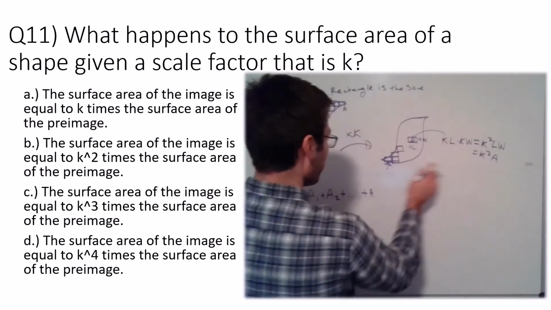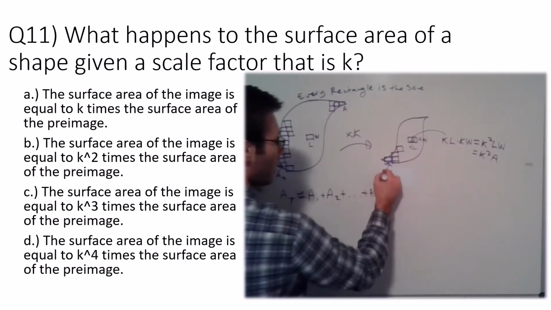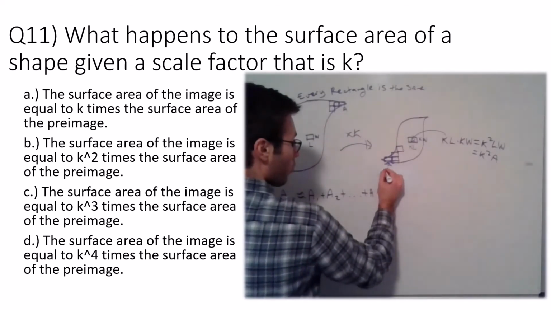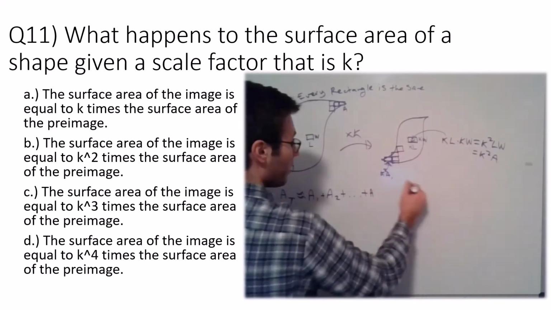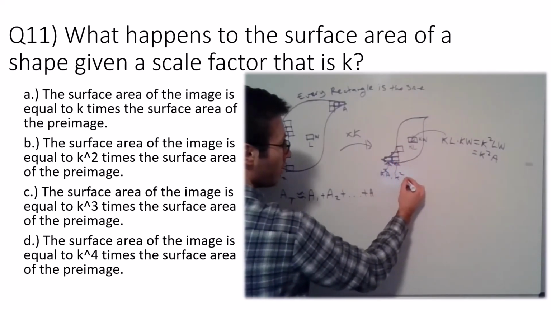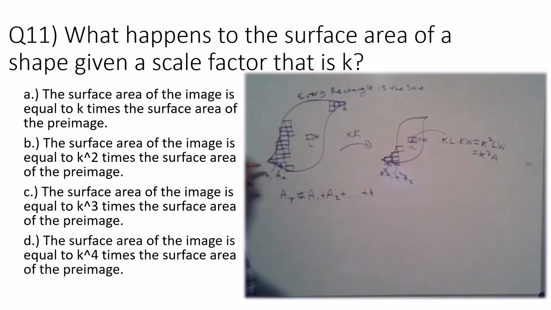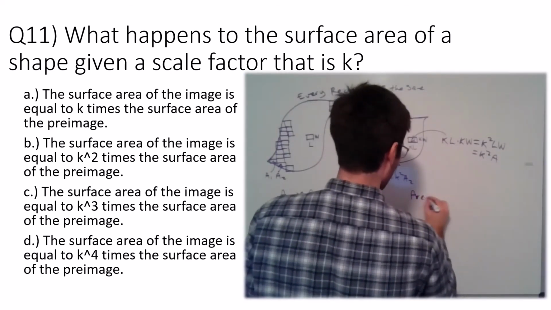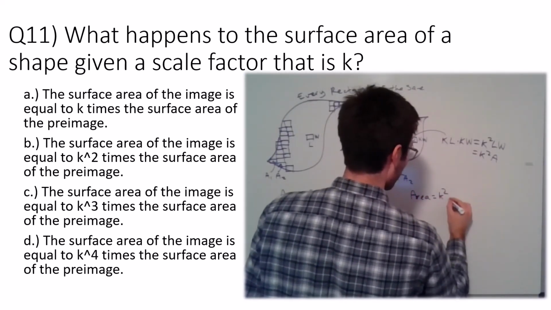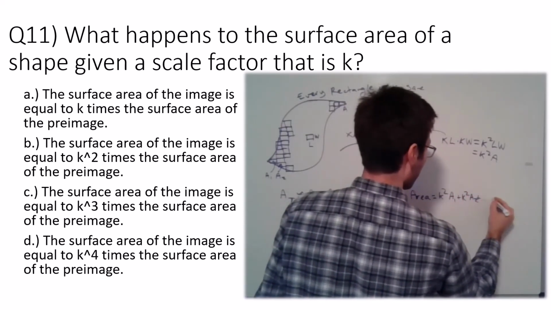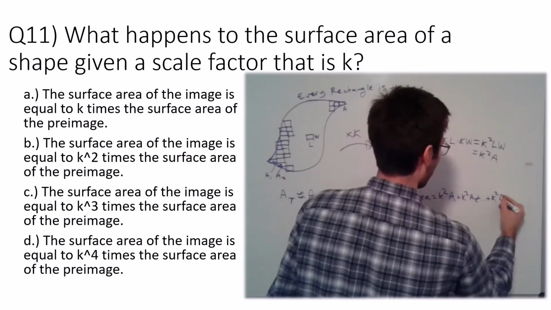In other words, this rectangle A1 corresponds to that one over here because they're all the same. So this would be K squared times A1, because all the rectangles are the same. This rectangle here would also do the same. It would be K squared times whatever that one would be. They all get mapped to the same thing. So the area of this shape is equal to K squared A1 plus K squared A2, and then plus dot dot dot plus K squared A.